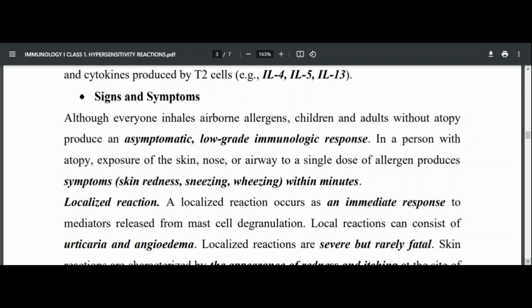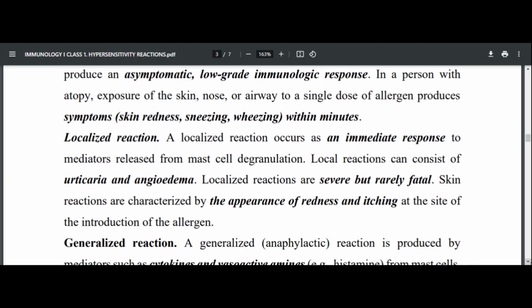It occurs in case of immediate response to mediators released from mast cells, and the local reaction consists of urticaria and angioedema, whereas the localized reactions are severe but rarely fatal. So the skin reactions are characterized by appearance of redness and itching at the site of introduction of the allergen. This is what happens in case of localized reaction, of course, because this happens and appears at the site of introduction of the allergen.